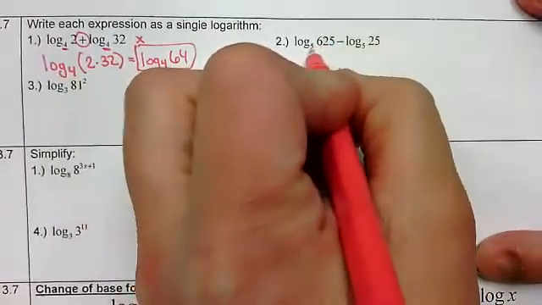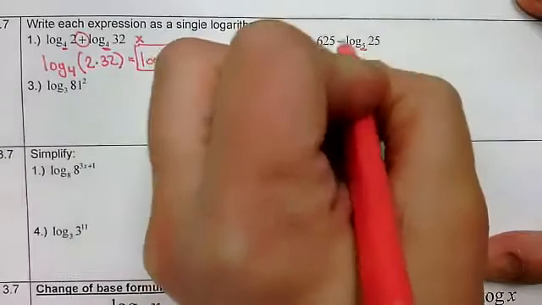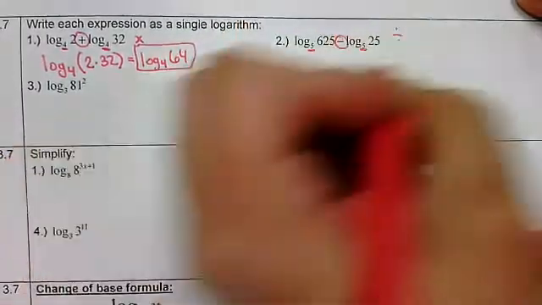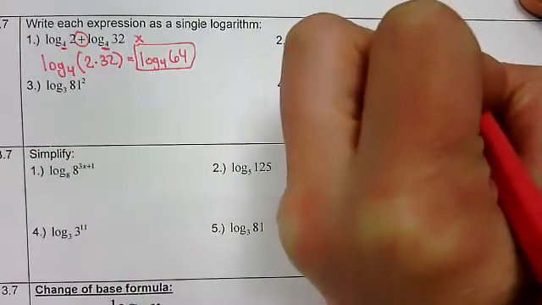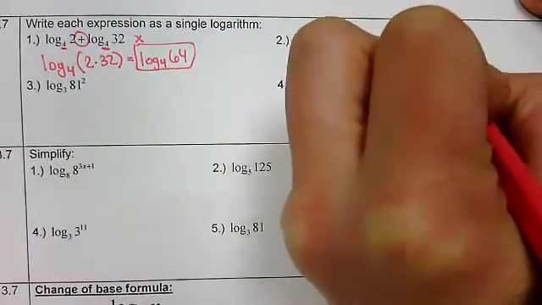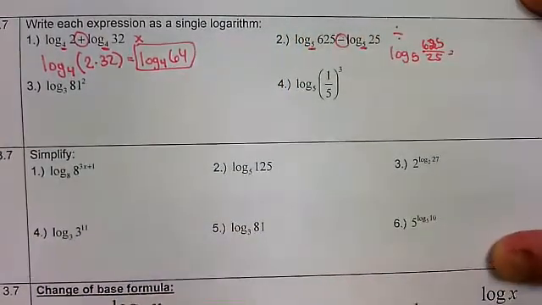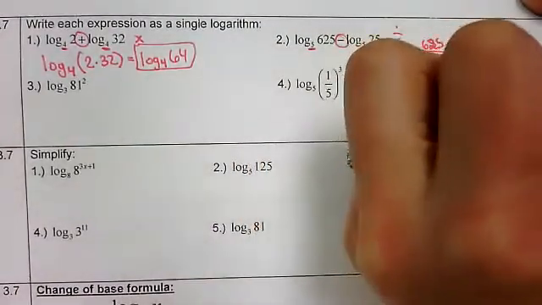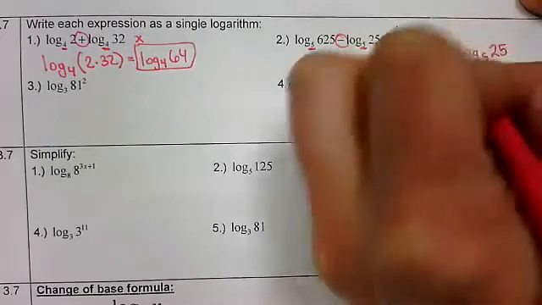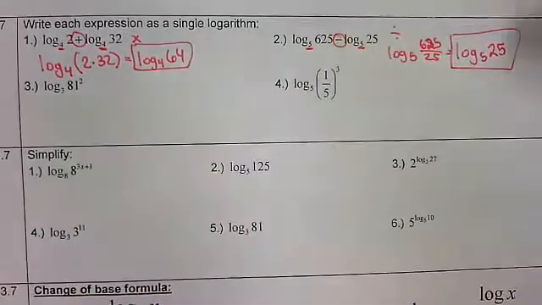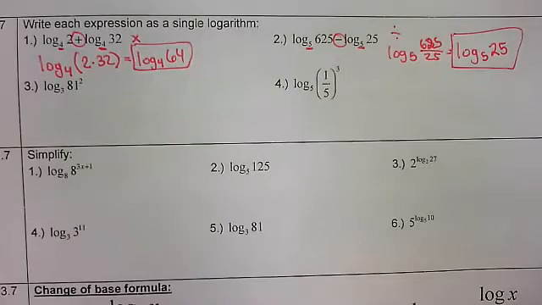Okay, so for number 2, the base is the same and it's subtraction, which means division. So I'm going to have log base 5 of 625 all over 25, which leaves me with log base 5 of 25. You can simplify that more once again, but we're not going to do that right this second.